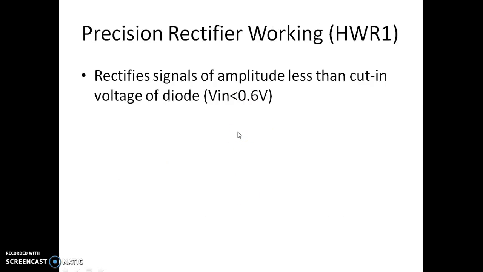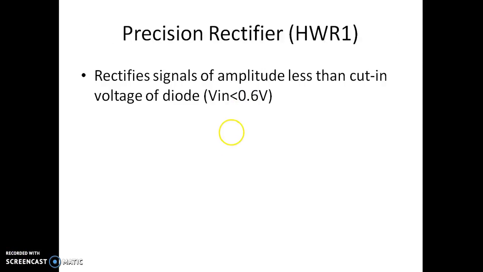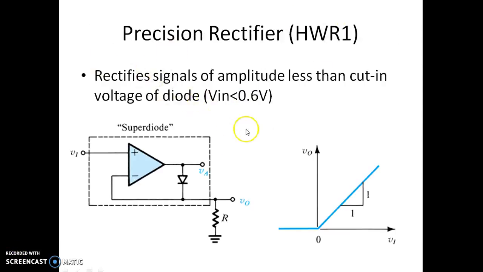Now we shall see the precision rectifier working, that is a half-wave rectifier. This rectifies a signal less than the cut-in voltage of the diode, that is, even if the input voltage is less than 0.6 volt. The circuit diagram looks like this. You can see the op-amp and the diode. The combination of op-amp and diode is called a super diode, and a resistor is used to take the output voltage here. This circuit is a precision rectifier which will give a half-wave rectified signal.